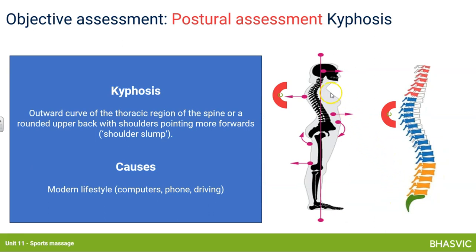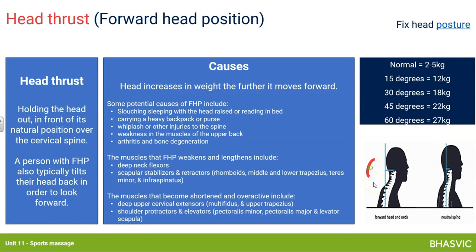Kyphosis, so this is the exaggerated thoracic curve, where you've got an extra big sort of lump forward bend in your thoracic vertebra. Again, we spend a lot of our day at computers, driving, on our phone in particular, and that can lead to neck problems, which I can show you a bit later, but certainly this extra curvy thoracic spine.